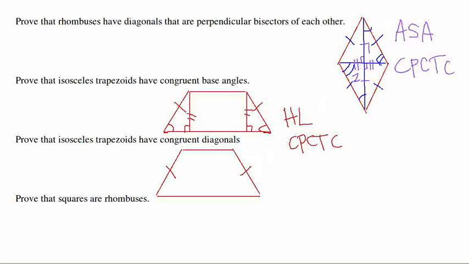Okay, and let me go ahead and draw the diagonals so we can have an example to talk about. All right, so for this example, it's going to be helpful to label the vertices of the trapezoid. So I'm going to call the vertices A, B, C, and D.